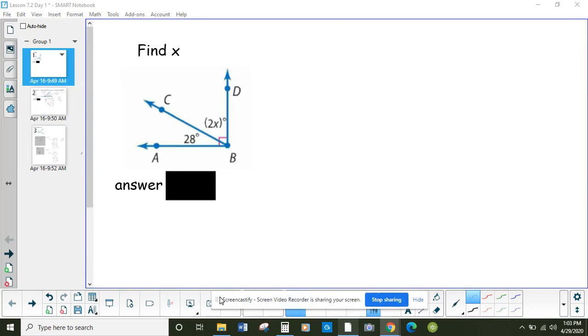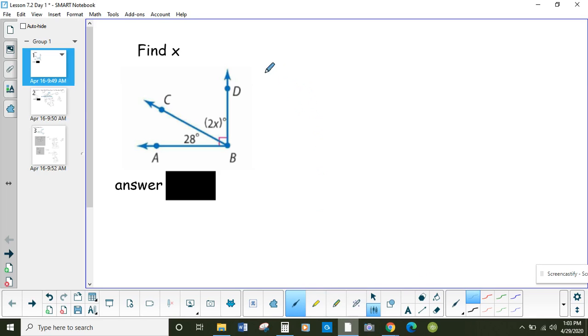Right, so let's go ahead and get started with lesson 7-2, day 1. We're going to talk about complementary and supplementary angles. So we see that this angle here is called angle DBA, or you could call it ABD, but you couldn't call it ADB or BD. In other words, the one in the middle has to be in the middle. So this is angle ABD.